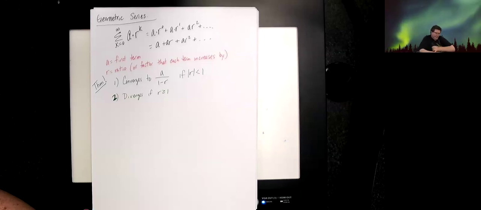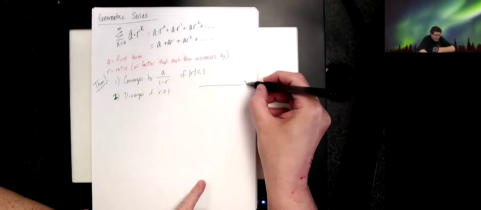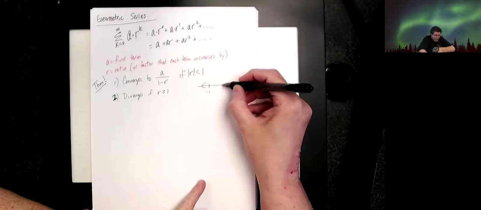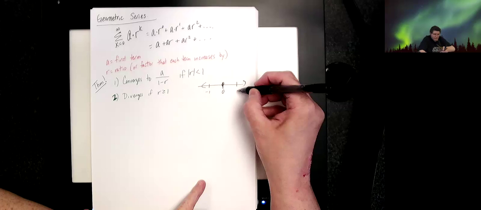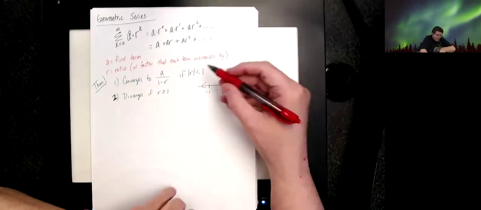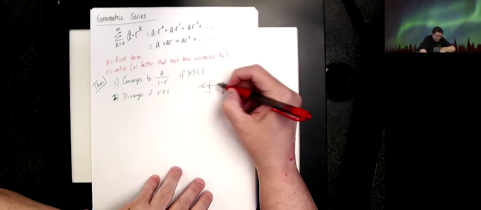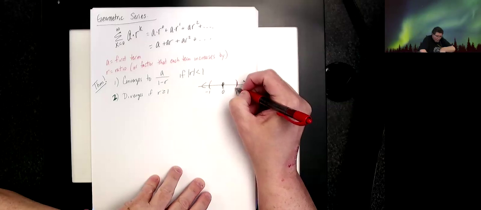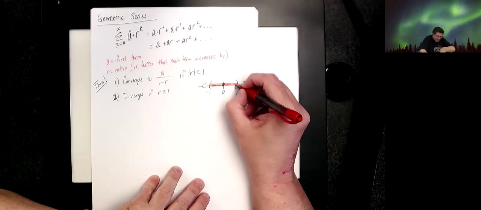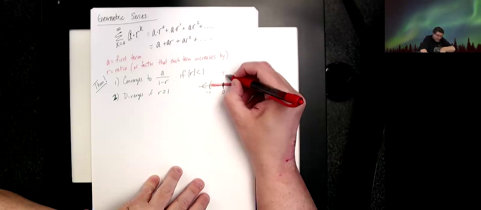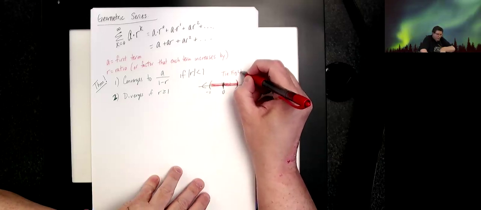So if you looked at it on a number line, is that absolute value of r? Yeah, that is absolute value of r. It's converging on this interval, but with open parentheses, not closed parentheses. It's looking like a fucking TIE fighter. Get your Star Wars reference in there while you can.